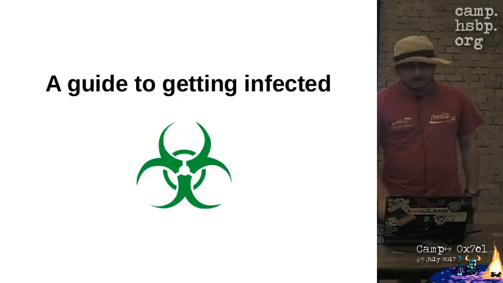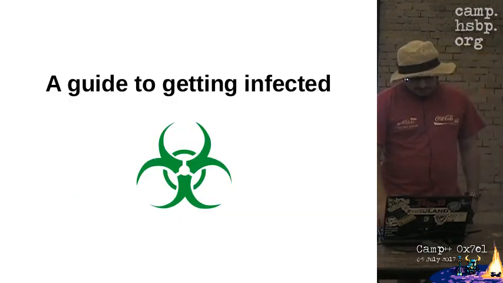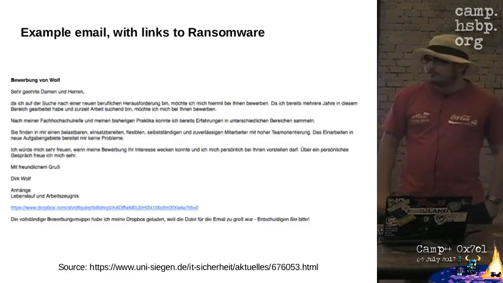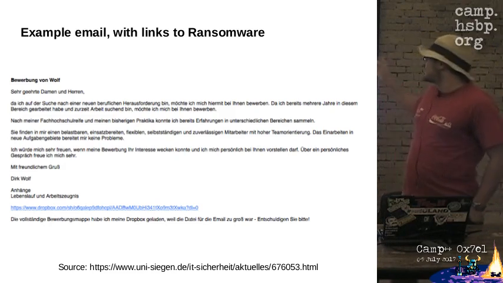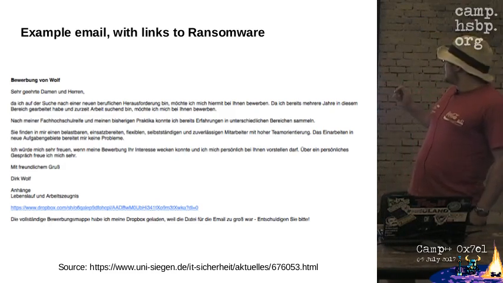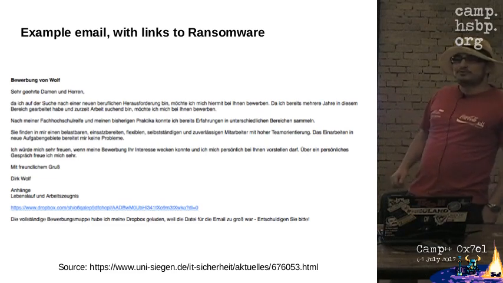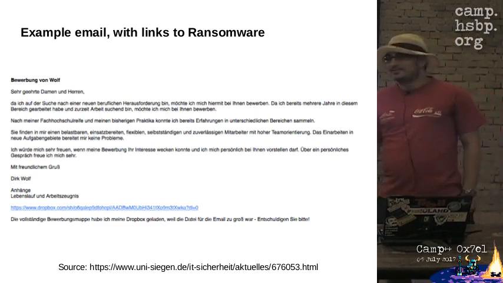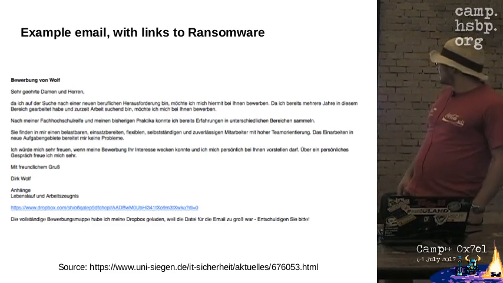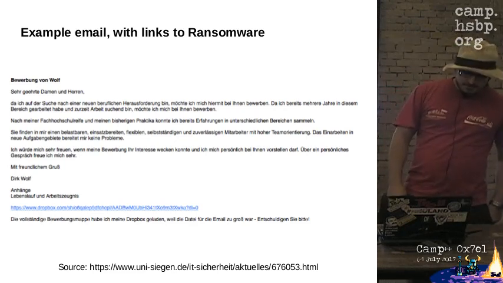So how do you get infected? That's the question. That's an example email with a link to ransomware. That was the generic email for an application. And the guy wrote, "Yeah, my whole application, I put in my Dropbox, just download it from there because it's too big for the email." So people just click the Dropbox link, download the file, open it, and are infected.